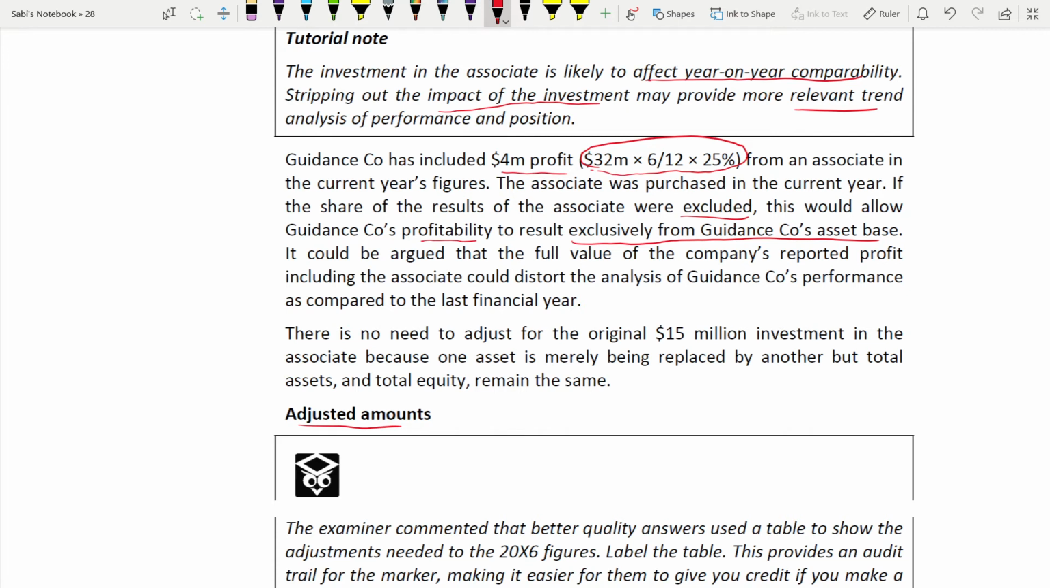So it could be argued that the full value of the company's reported profit, including the associate, could distort. If you're taking the associate's profit also, it could distort the analysis of their performance compared to the last financial year.